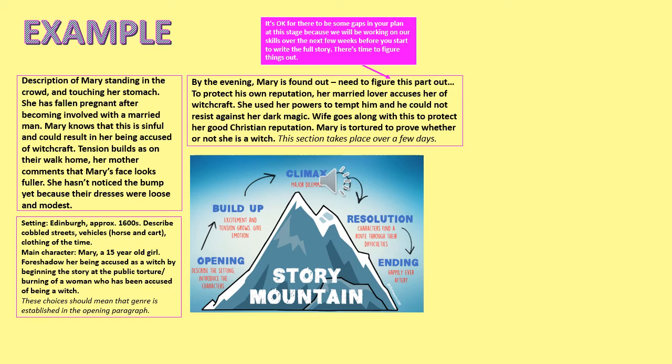So I'm thinking Mary's found out, she's pregnant, she's out of wedlock, and she's pregnant by a man who is already married. So the accuser of witchcraft is going to be that married man. He's going to accuse her of witchcraft to protect his own reputation. And because of the culture at the time, that would be accepted because of his social standing maybe. And the wife would go along with that story to protect her good Christian reputation too. So then Mary is going to be tortured so that the town can prove whether or not she is a witch. So that's my idea so far.